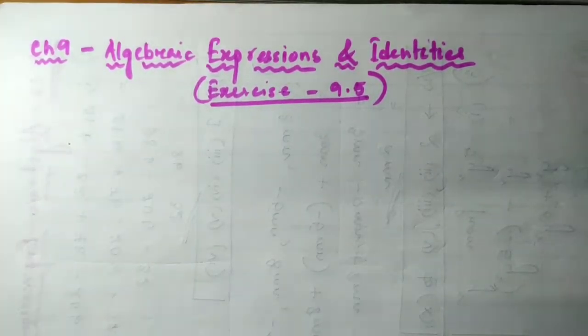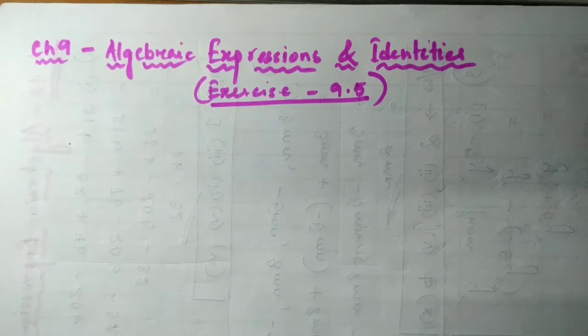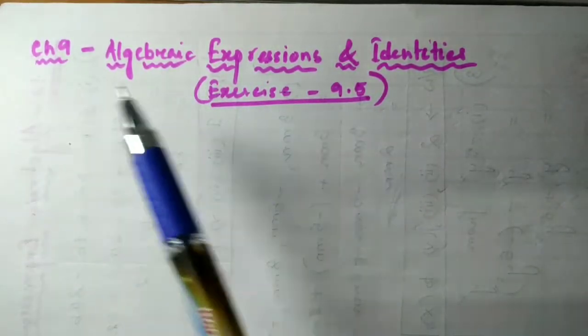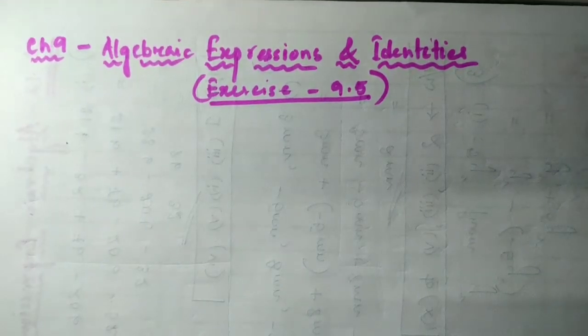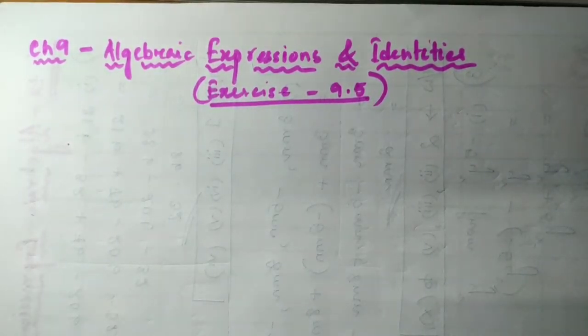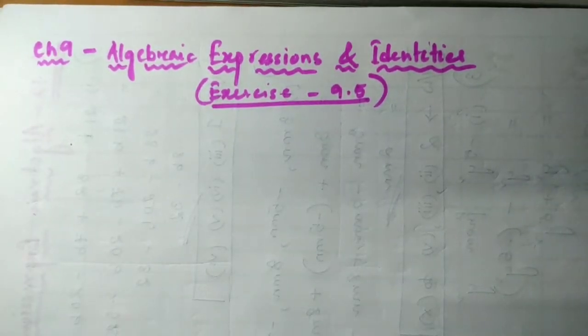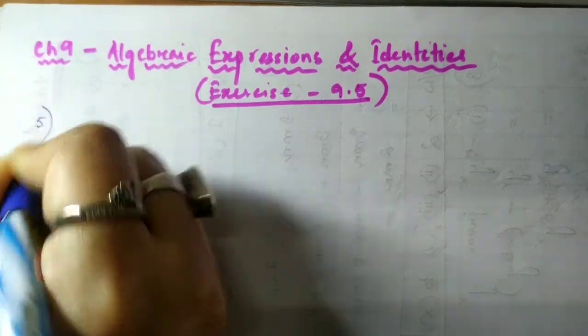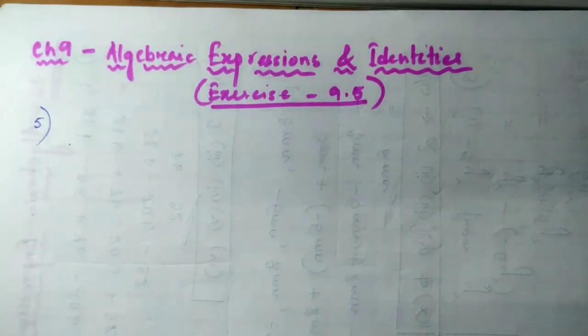Hello everyone. Today we are going to continue with the remaining questions of exercise 9.5 of chapter 9, that is algebraic expressions and identities. In our previous video of exercise 9.5, we have completed till question number 4. So today we will start with question number 5 and we'll continue doing the remaining sums of the exercise. Now what is given in question number 5?